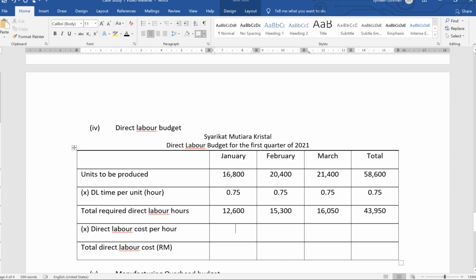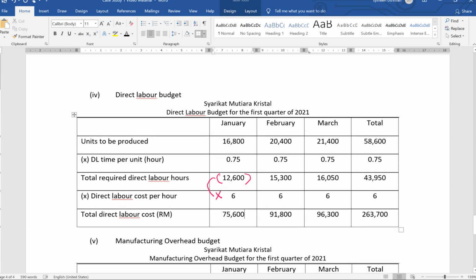Okay, so this is actually 12,600 hours. Okay, so we know the wages paid for 1 hour is RM6. So how much cost do you have to pay for each month? We take this total required value and multiply it by 6. So you're going to get the total. Okay, that is for your direct labor budget.